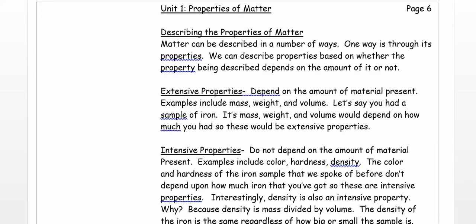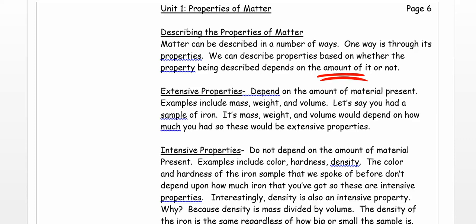All right. Describing properties of matter. We're on page 6 now. Matter can be described in a number of ways. One way is through its properties. We can describe properties based on whether the property being described depends on the amount or not, right? Extensive properties depend on the amount of the material present.